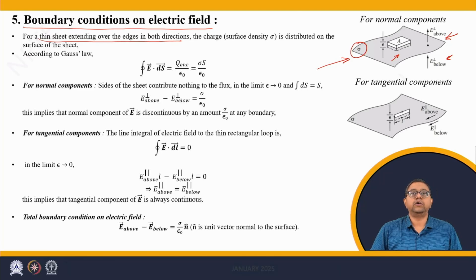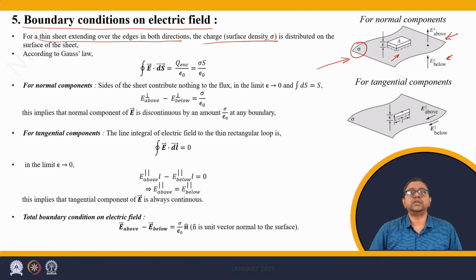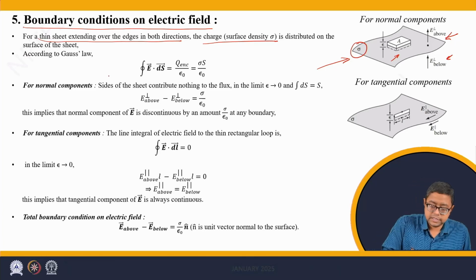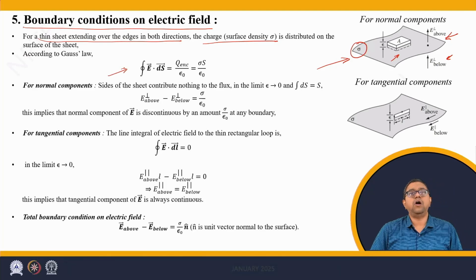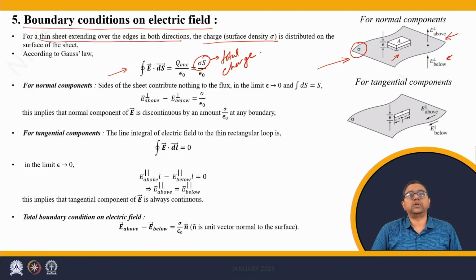Consider an area A on this thin sheet. The charge density, which is the surface charge density sigma, is uniformly distributed on the surface of the sheet. Thus, the Gauss law gives integral of E dot ds, which is nothing but the flux of the electric field, equals Q enclosed by epsilon naught, that is equal to sigma s by epsilon naught. Sigma s is the total charge.